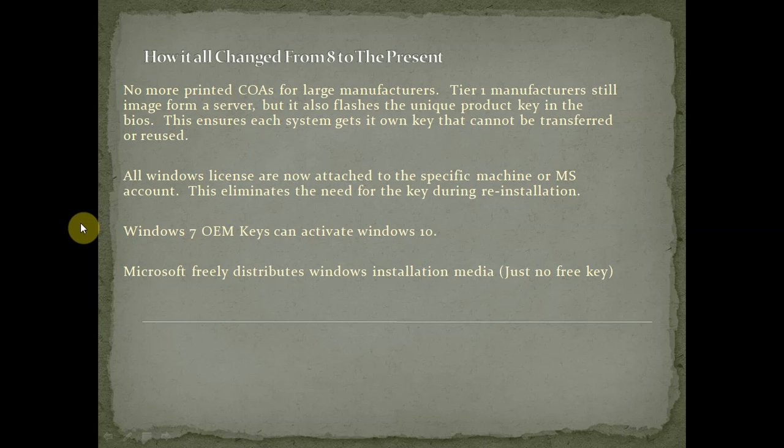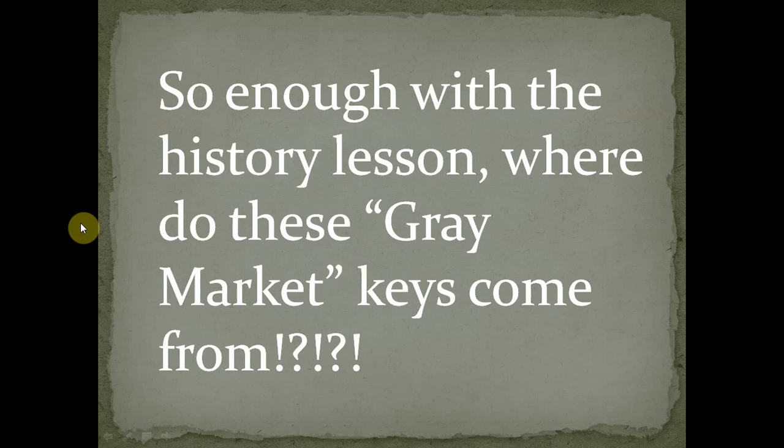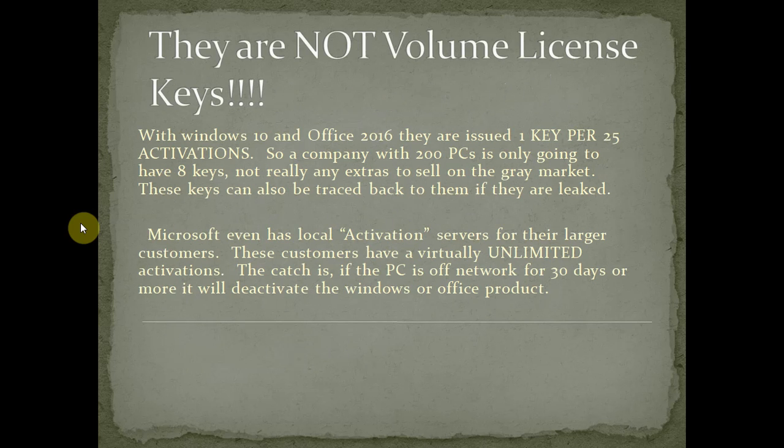They also freely distribute Windows 7 or Windows 10 media now, and Windows 7 keys can activate Windows 10. So they made things a lot easier for people with genuine Windows licenses to get Windows 10, while closing a lot of loopholes that pirates and hackers used. So enough of the history lesson. Where do all these gray market keys come from?